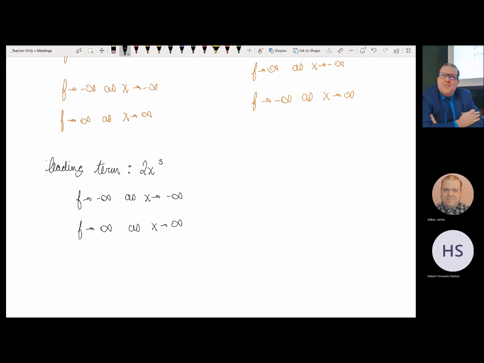The exponent is what you do to determine whether it's even or odd. You look at the exponent. And then you look at the leading coefficient, positive or negative. It'll never be 0, by the way, because then it wouldn't be the leading term anymore.